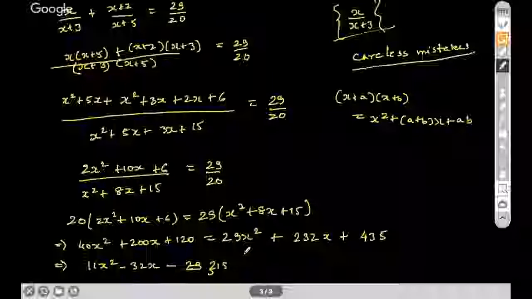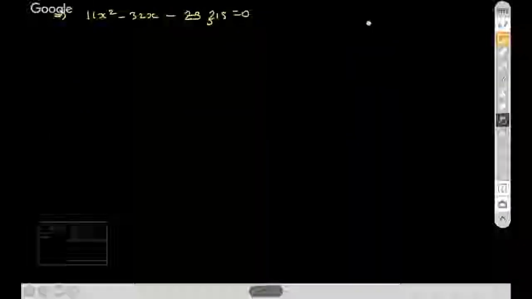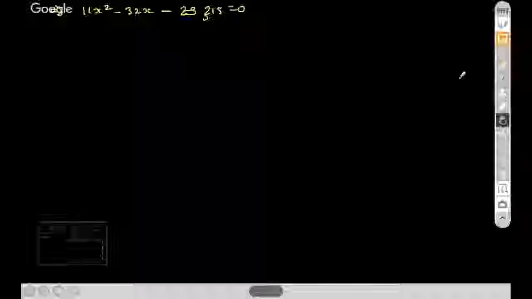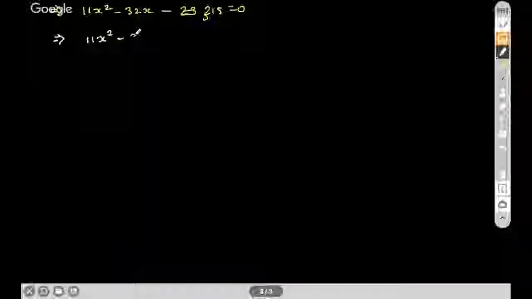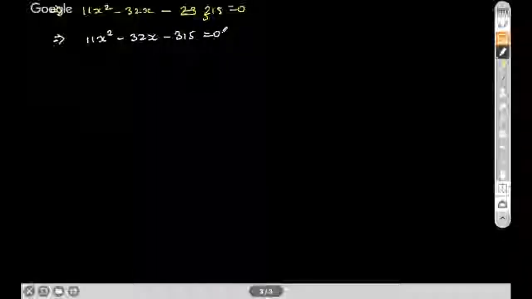315, right? No, 120 minus 435 is, so check multiple times so that no worries, because if you make one mistake then the entire thing will go for a toss. Yeah, 315 equals 0. Okay, so this is my equation. Let me write the equation afresh. So the equation is 11x squared minus 32x minus 315 is equal to 0.